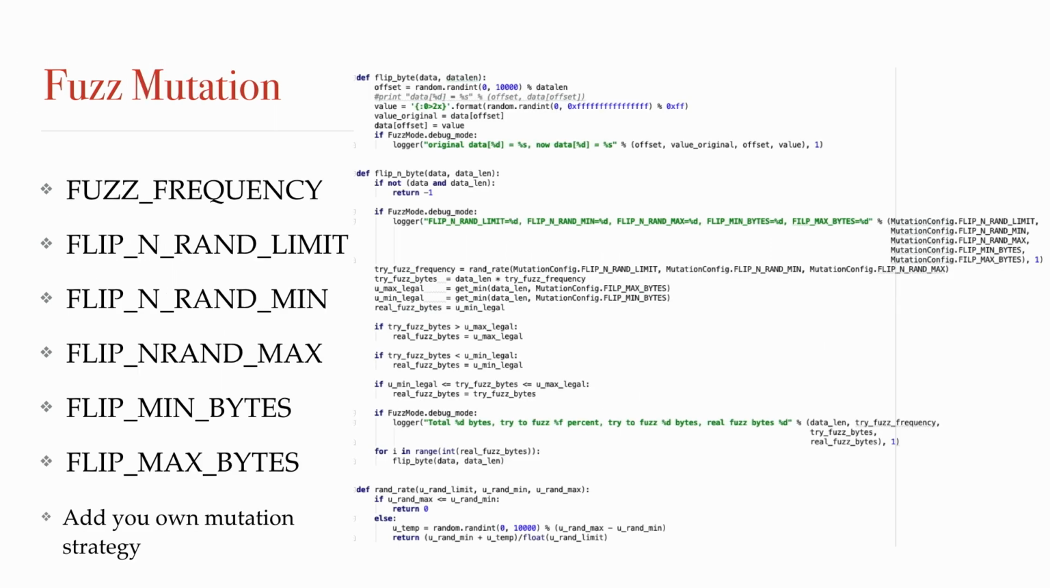And for the fuzz mutation part, the main purpose is to try to fuzz or taint the input buffer, which is always valid from the user mode.